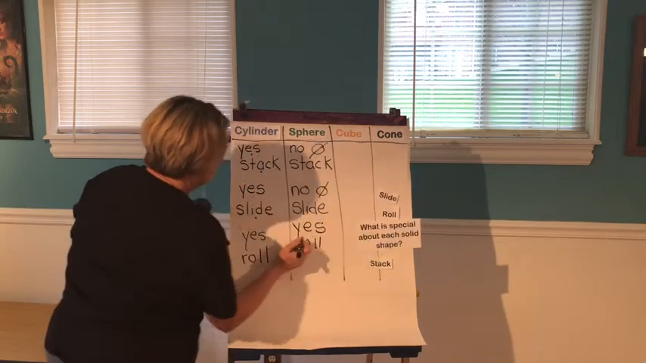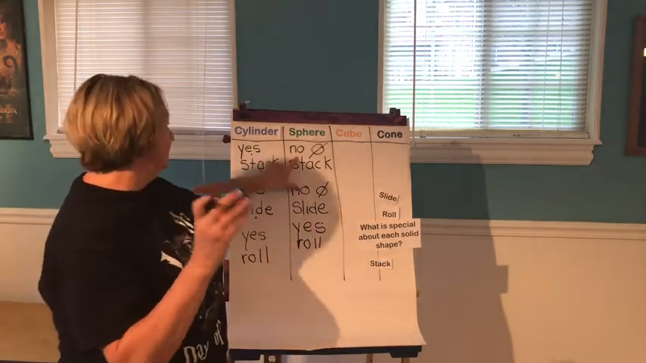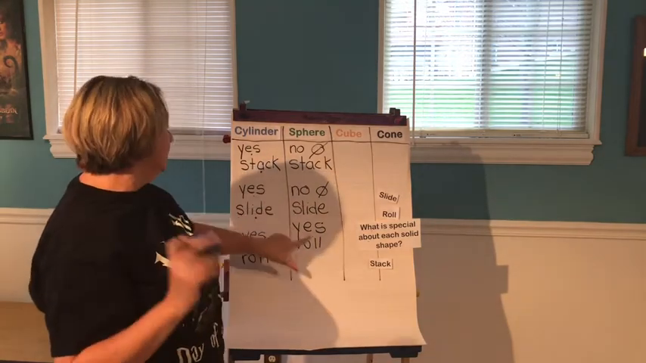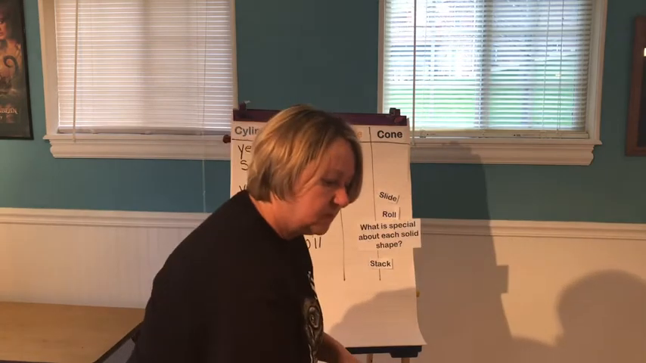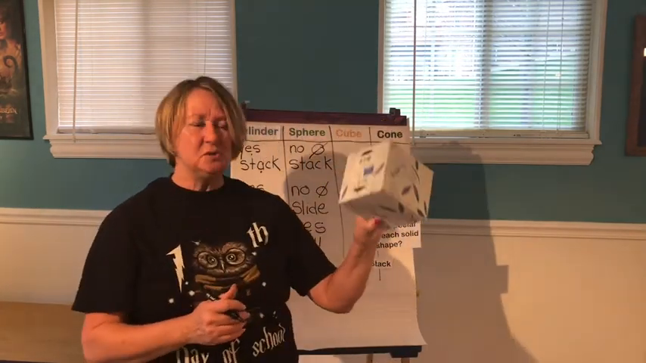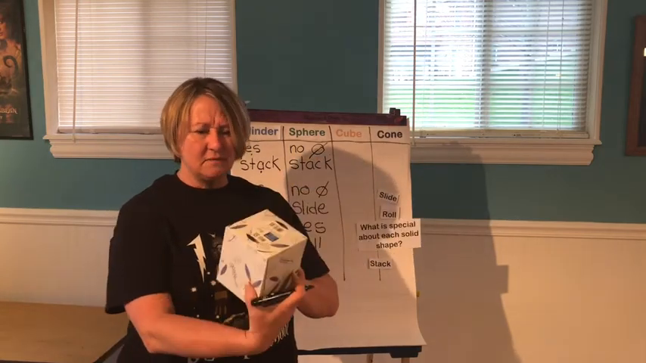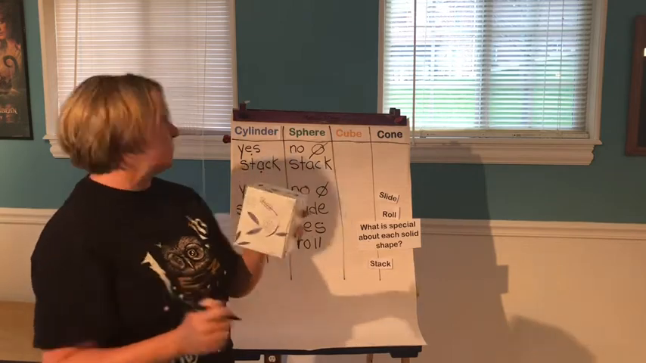So, let me make my R a little better. So he's not a good stacker, not the best slider, but this guy is probably the best roller. Uh-oh, here comes Mr. Cube, our next one. I had a hard time finding a cube, so I found a tissue box, and he's the closest cube I've got.